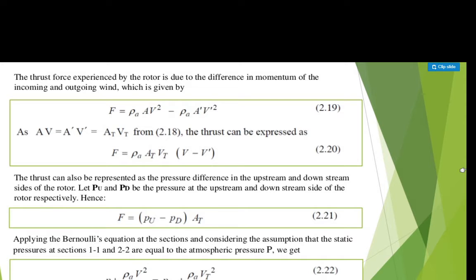The thrust can also be represented as the pressure difference on the upstream and downstream side of the rotor. Let PU and PD be the pressure at the upstream and downstream side of the rotor respectively, hence F is equal to PU minus PD times AT. Applying Bernoulli's equation at the sections and considering the assumption that the static pressure at sections 1-1 and 2-2 are equal to the atmospheric pressure P, we get P plus rho A V squared by 2 is equal to PU plus rho A VT squared by 2.